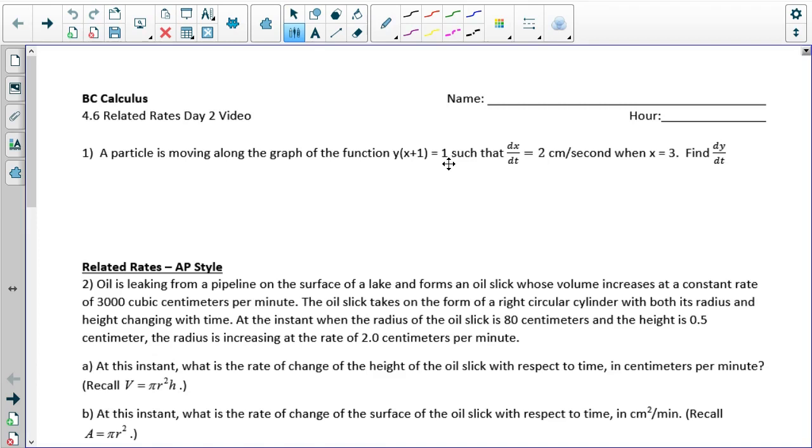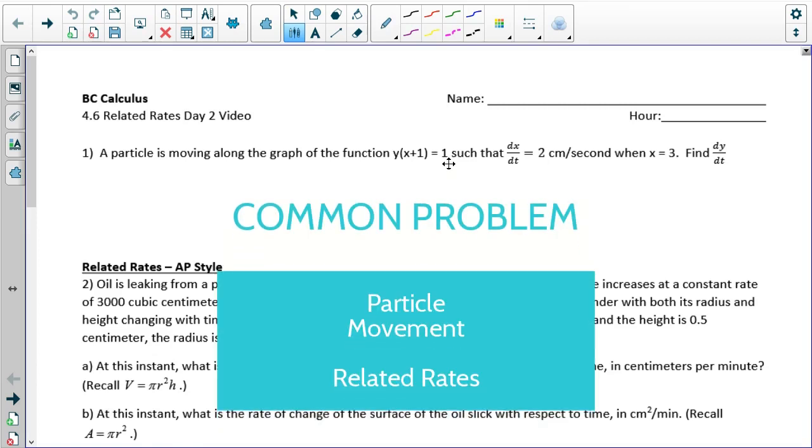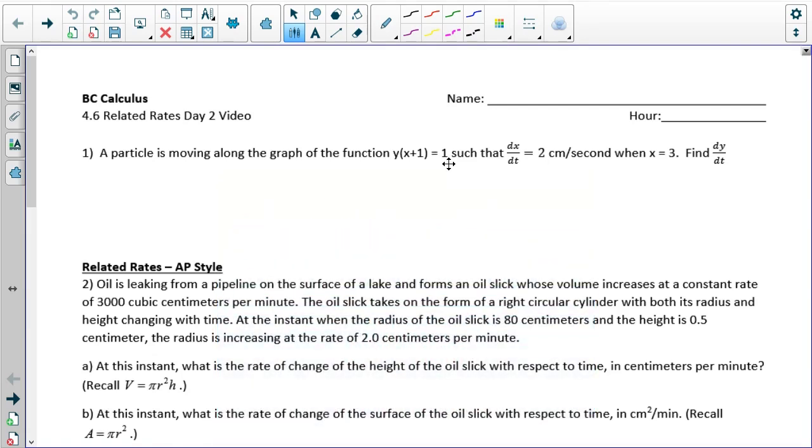A few more problems to give you as examples on day two. First, a particle is moving along the graph of the function y times x plus 1 equals 1, such that dx dt equals 2 centimeters per second when x equals 3. Find dy dt.